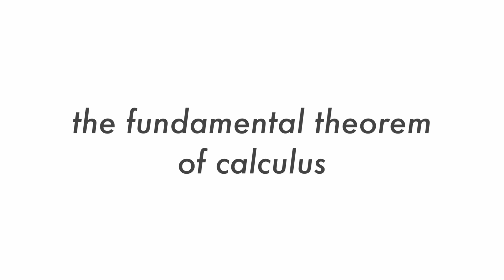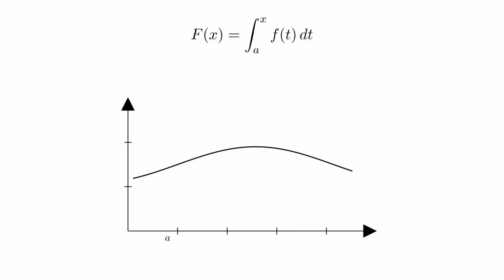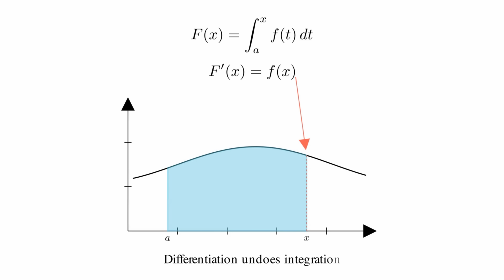The Fundamental Theorem of Calculus. This is the most important idea in the entire course. It's what connects derivatives and integrals, which on the surface look like completely separate things. Part 1. If you define a function as a definite integral with a variable upper bound, its derivative is just the integrand evaluated at that upper bound. So if F of x equals the integral from a to x of f of t dt, then F prime of x is just f of x.